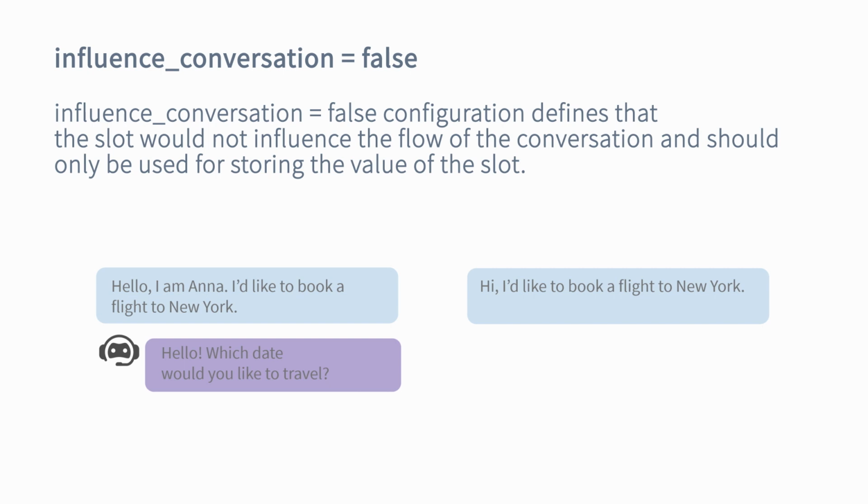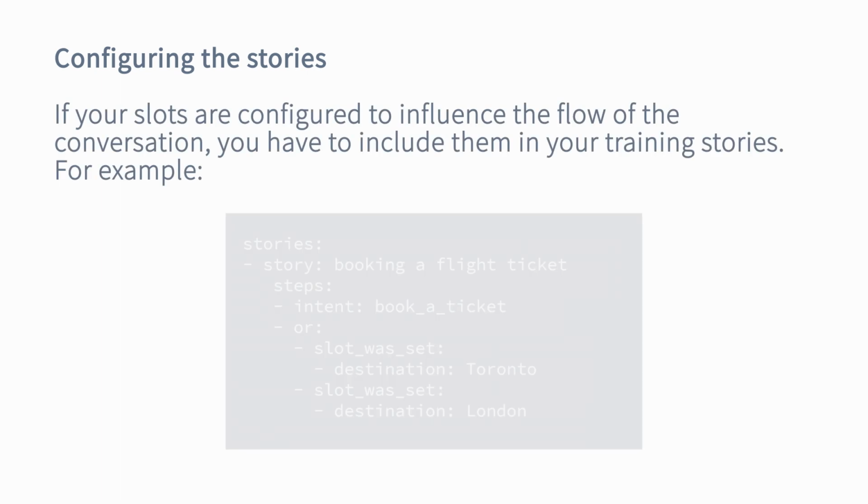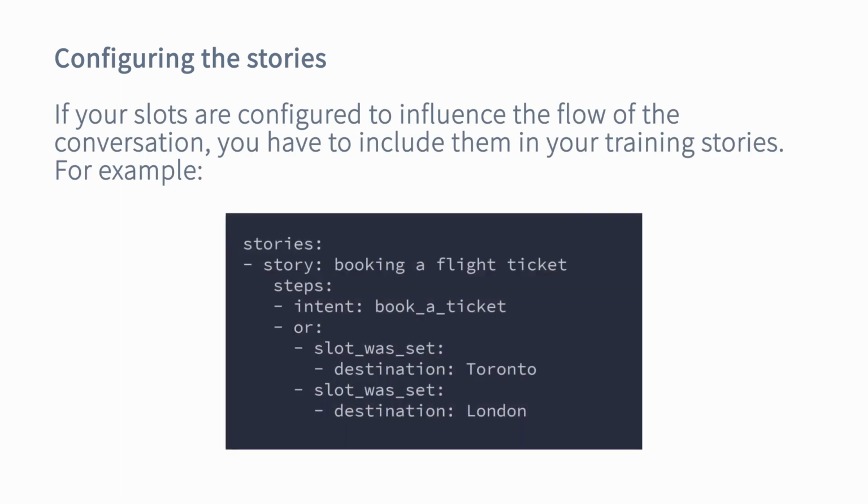In a different situation where the user doesn't provide their name and simply asks for a flight ticket, just because this slot would be configured to not influence the conversation, an assistant would respond exactly the same way. If you configure specific slots to influence the flow of the conversation, you will have to include them in your training stories to teach your assistant how to drive the conversation based on the behavior of your slots.